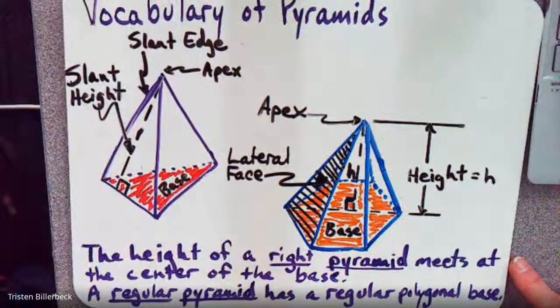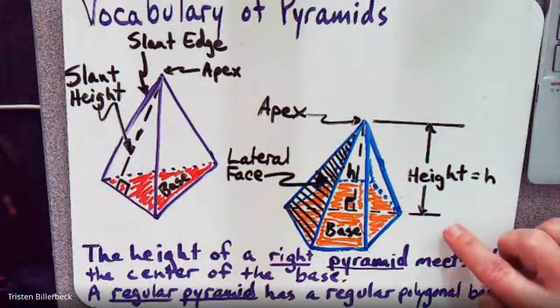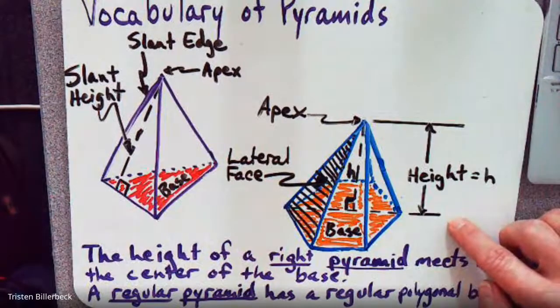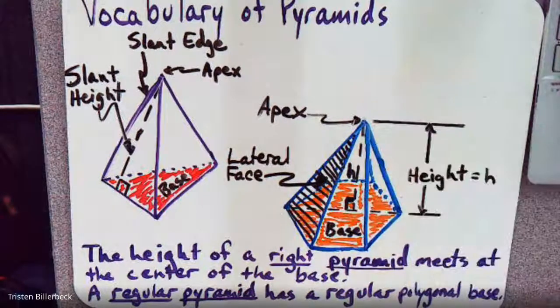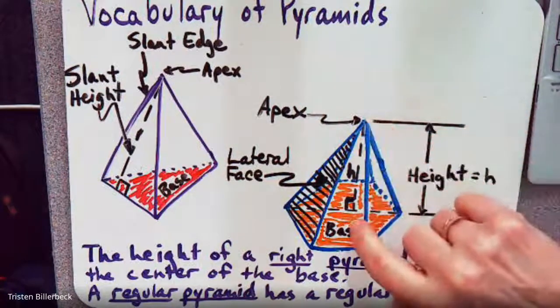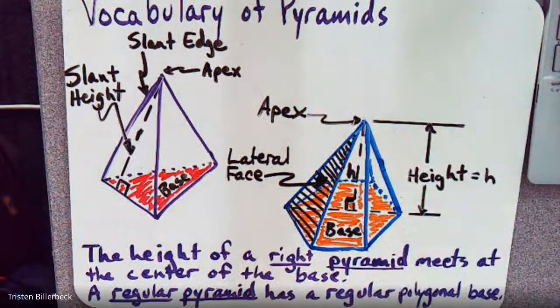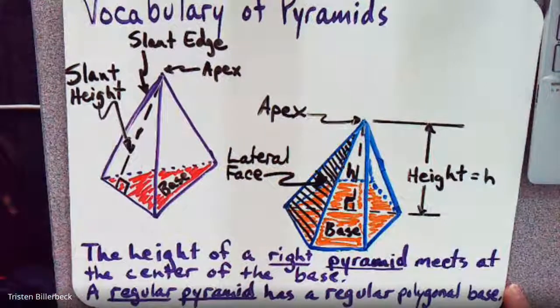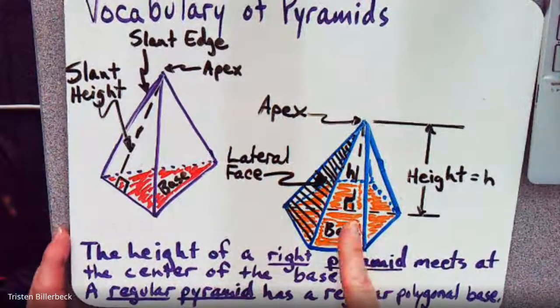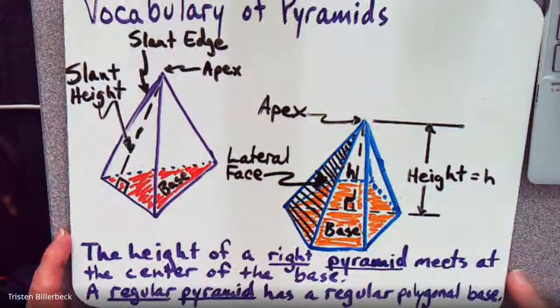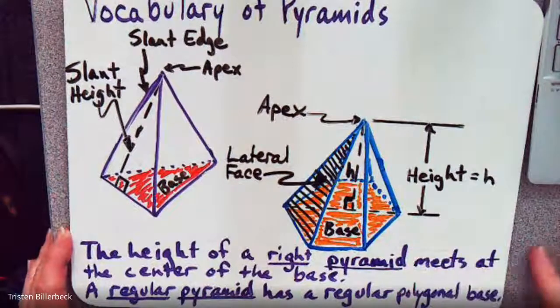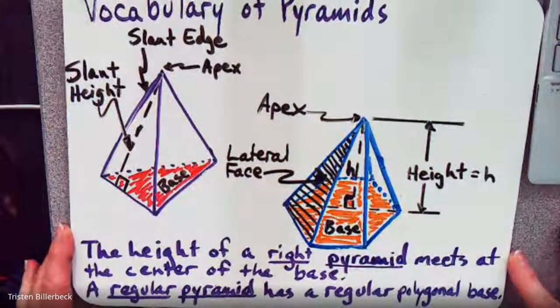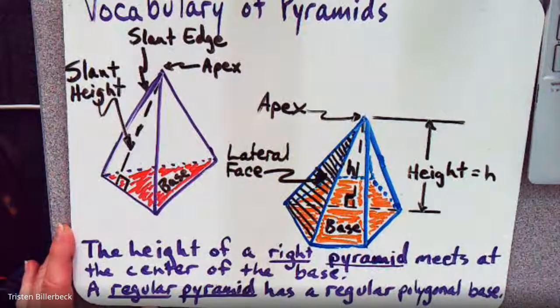Okay, the height of a pyramid extends from the flat base to the apex of the pyramid. And then the height is drawn from the apex at a right angle to the base. Now, the height of a right pyramid meets at the center of the base. This isn't quite the center of the base, so I don't have a right pyramid drawn, but I will show you one. So a regular pyramid has a regular polygonal base.